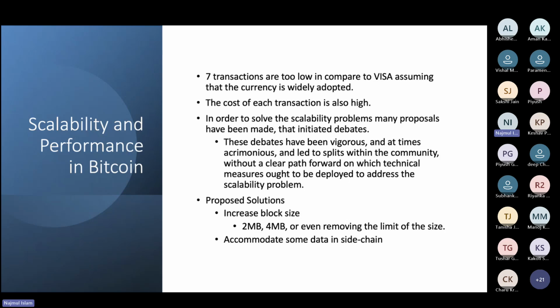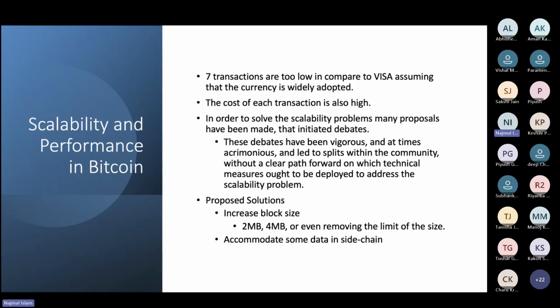So it should be like gold, and only big transactions should happen. But then the other group thought, no, we will make it a little more scalable, and we will try to make it useful for day-to-day life payment. In order to solve these scalability problems, many groups have proposed many proposals, and that initiated some debates. And then they couldn't really agree on which path they should go.